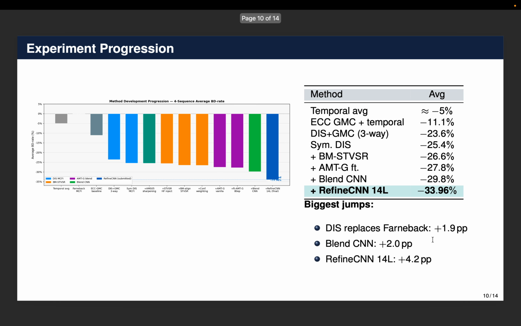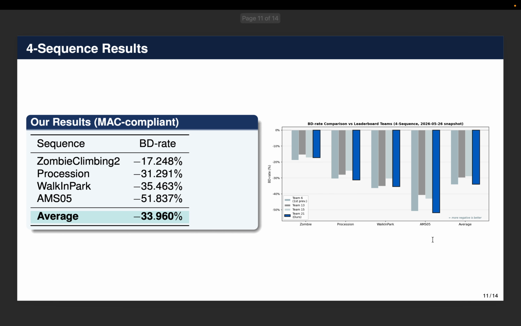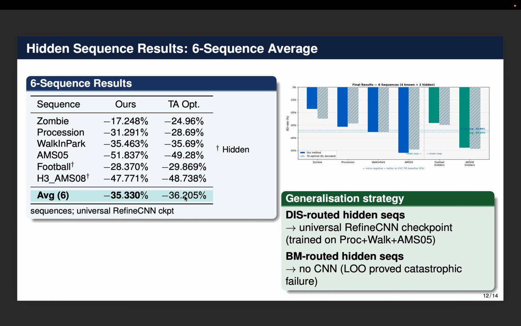The final 4 sequence results are Zombie Climbing 2, -17.248%, Park Scene, -31.291%, Walk in Park, -35.463%, and AMS05, -51.837%. The average is -33.960%. For the hidden sequences, Football Large Advert achieves -28.37%, and H3_AMS08 achieves -47.77%. The 6-sequence average is -35.33%, which is within 1 percentage point of the TA optimal result.